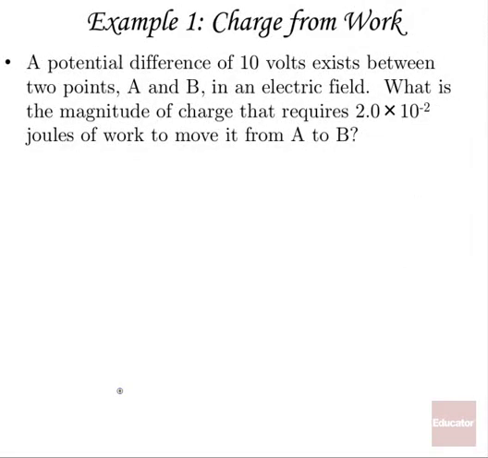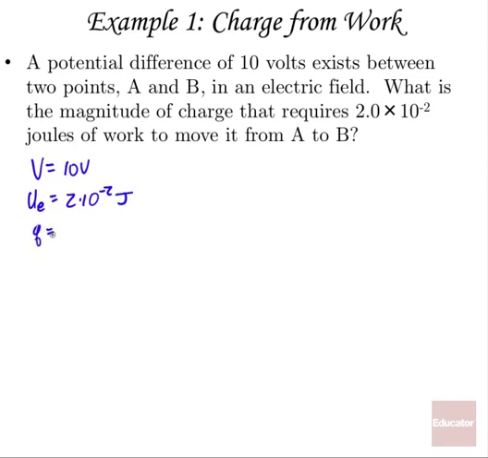So let's start off with the problem. If we have a potential difference of 10 volts between 2 points A and B in an electric field, what is the magnitude of charge that requires 2 times 10 to the minus 2 joules of work to move it from A to B? Well, let's start off with our givens. Electric potential difference, V, is 10 volts. Our electric potential energy is going to be 2 times 10 to the minus 2 joules, because that's the amount of work we had to do.